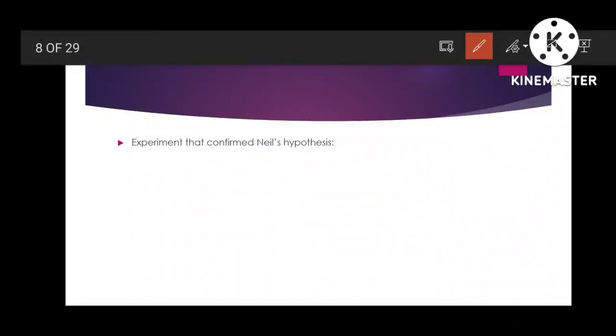Okay, so moving on to the next point, we have the experiment that confirmed Van Niel's hypothesis. What was that experiment? Two groups of plants were taken, for example, plant group A and group B, right? And oxygen 18 isotope was taken. This oxygen 18 isotope was combined with hydrogen and carbon, and we have water having this heavy isotope and carbon dioxide having this heavy isotope.